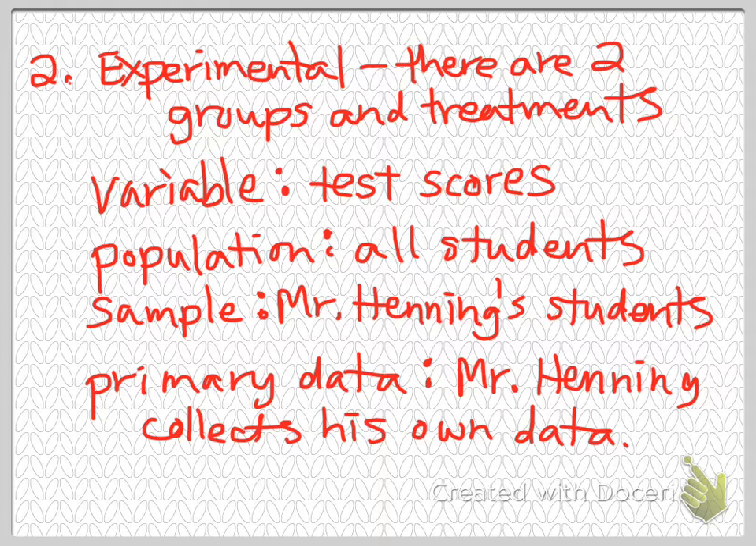This is actually experimental because there are 2 groups and 2 different treatments. One group gets a peppermint and one group does not. The variable of interest are the test scores. The peppermints will be affecting the test scores, but ultimately we want to measure to see if the scores are higher or lower. The population would be all students, and the sample are just the students in Mr. Henning's class. This is primary data because Mr. Henning did the experiment himself and collected his own data.